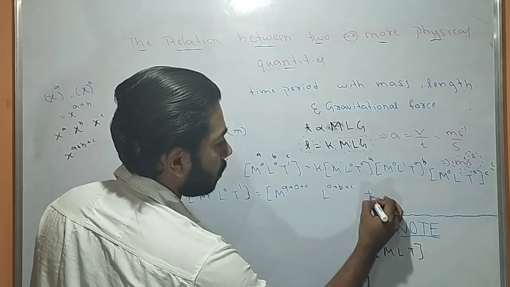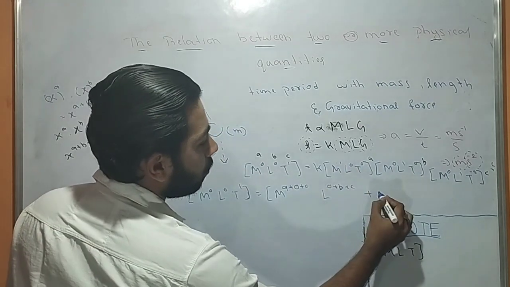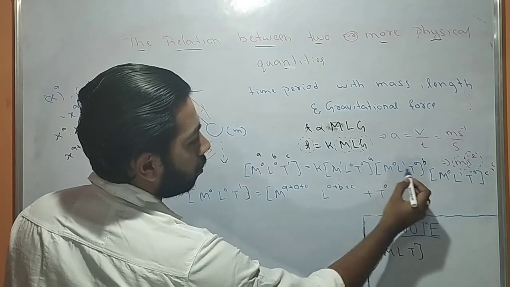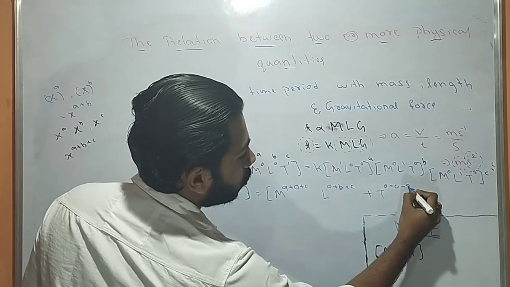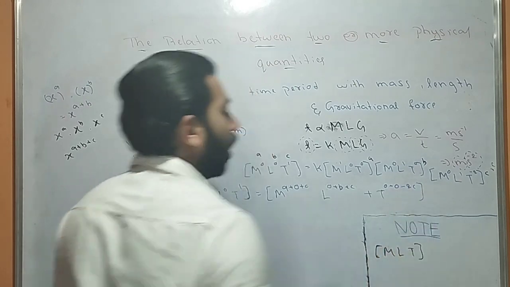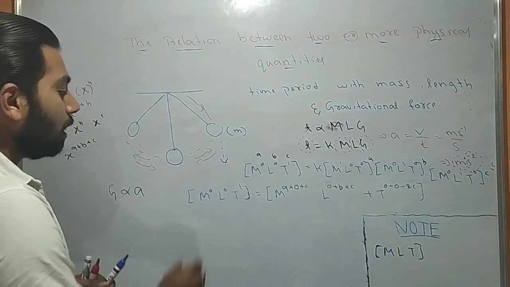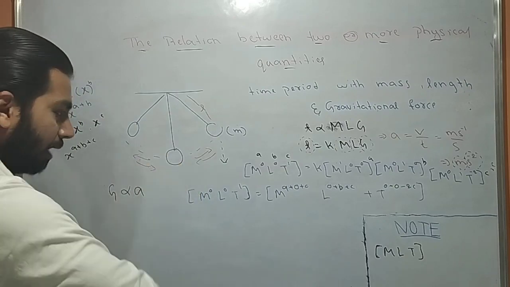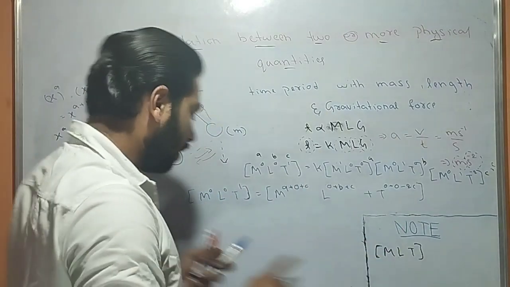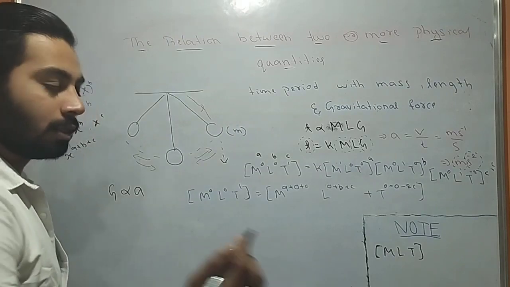Okay, students. Now, here T is equal to 0. A into 0, 0 plus 0, 0. Minus 2 into C, minus 2C. Okay. Now you get this formula. Now just easily compare the power of m from the right side to the power from the left side. Just easier. How can we compare these things?